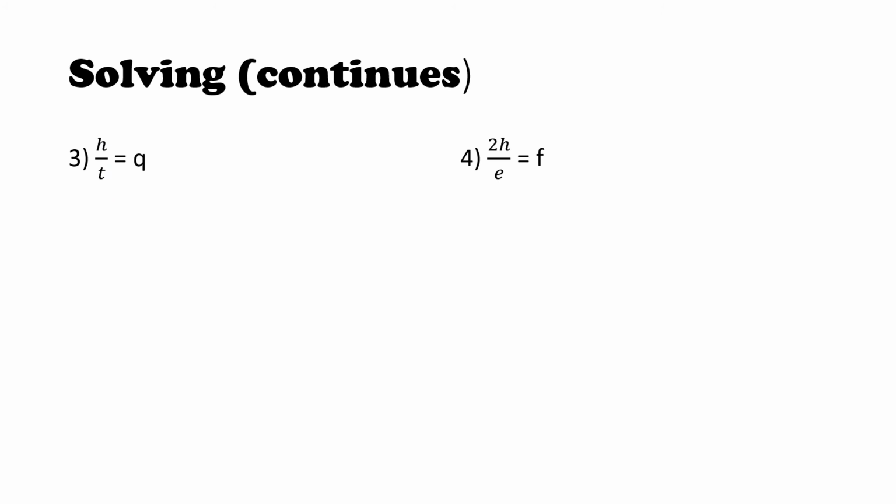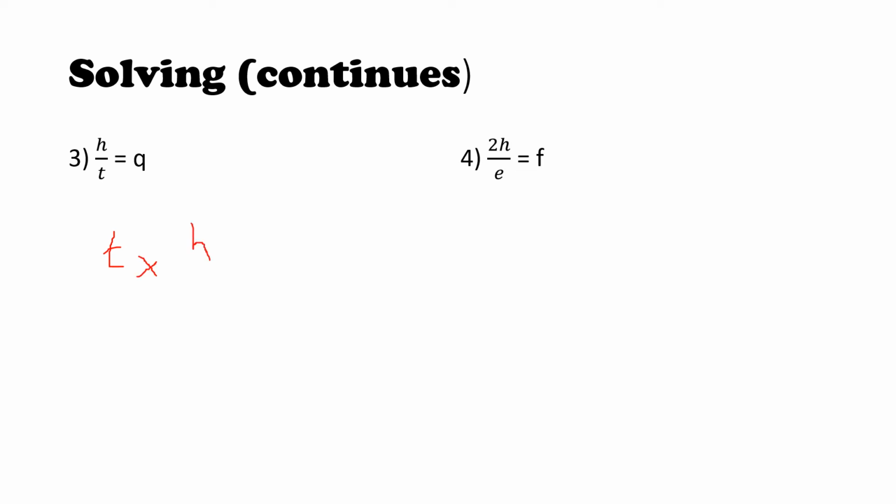Let's go to number 3. Number 3 now. Again, we continue in our solving. We're making h the subject. And notice here now, the h is being divided by t, and that is equal to q. So, going back to the rules, to get rid of multiplication, we divide. To get rid of division, we multiply. So here we have division taking place. So to get rid of division, we have to multiply.